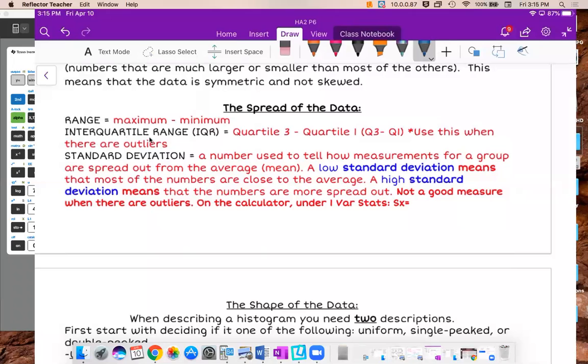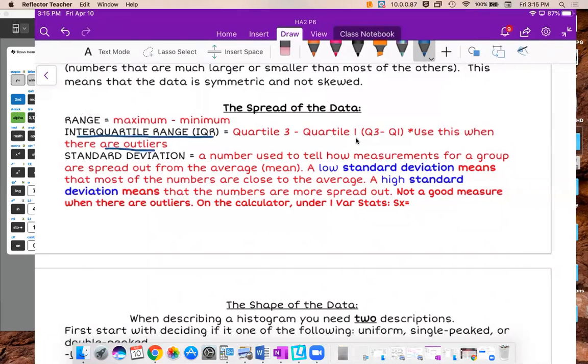One that we do use is the interquartile range, or the IQR. We'll get into this when we talk about box plots in a little bit, but really this is just your quartile 3 minus your quartile 1. It's important to note that this is used when there are outliers. So if there are outliers, you're going to use the interquartile range to find your spread of data.